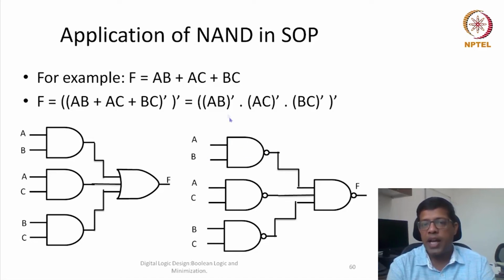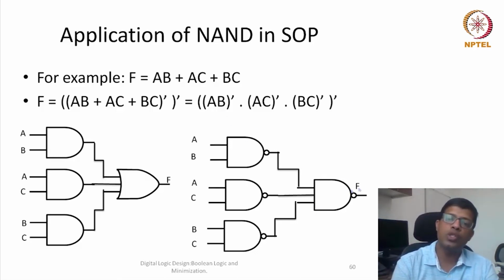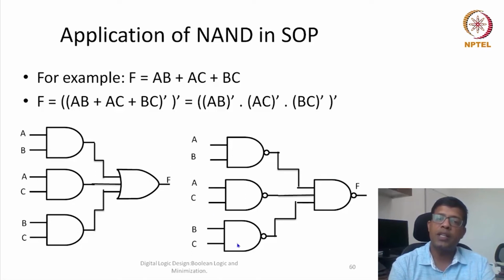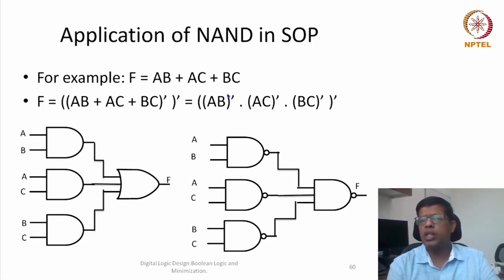This is the inverted output of AB, this is the inverted output of the product of A and C, and the inverted output of the AND of B and C. Now all of these three things are ANDed and the final output is also inverted, so this is also a NAND gate. Essentially, similar to this, any sum of product expression can be implemented using NAND gates.